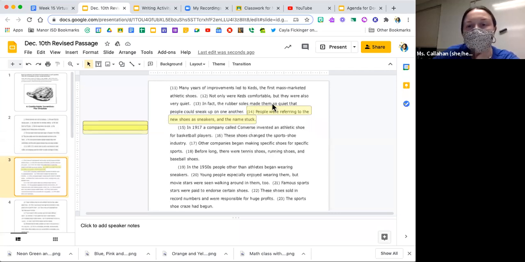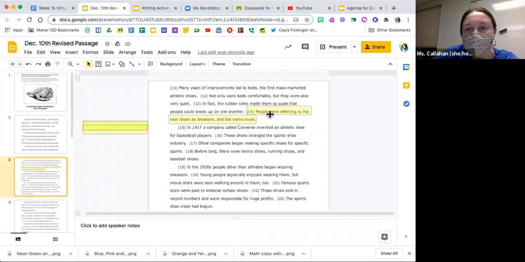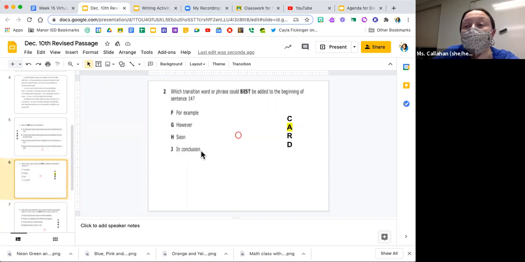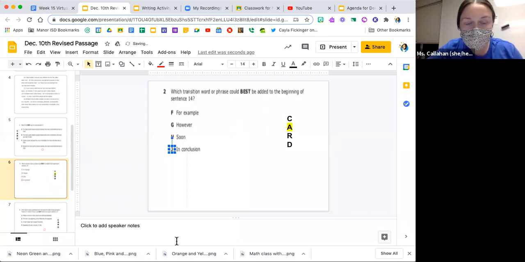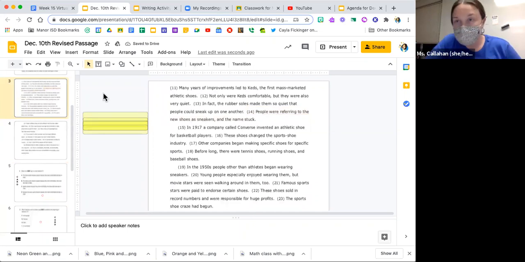No, that doesn't make sense because they're just talking about how they were quiet shoes in the sentence prior to that. Soon, people were referring to the new shoes as sneakers and the name stuck, right? So, in fact, the rubber soles made them so quiet that people could sneak up on one another. I don't know yet. In conclusion, that actually makes sense because they were so quiet that, in conclusion, people called them sneakers. So I'm going to select answer choice J, but I'm going to go ahead and delete these because I want you guys to show me that you were paying attention during my lesson.